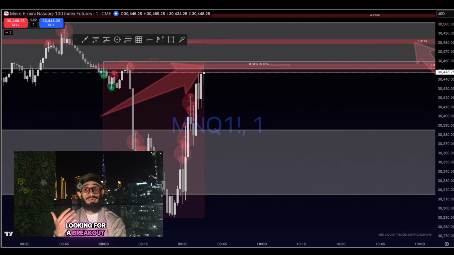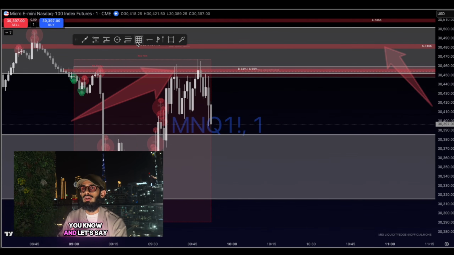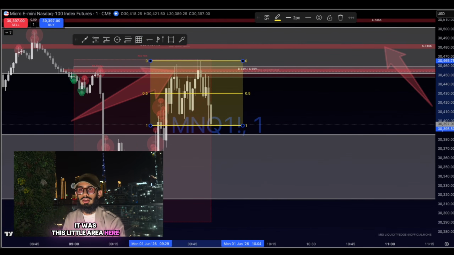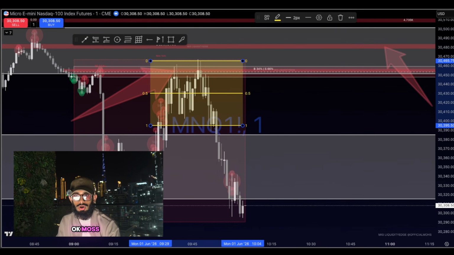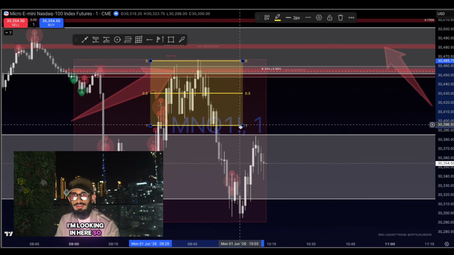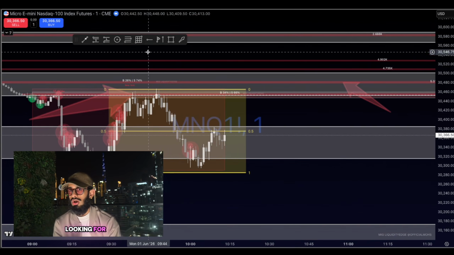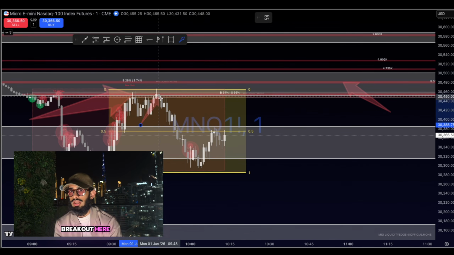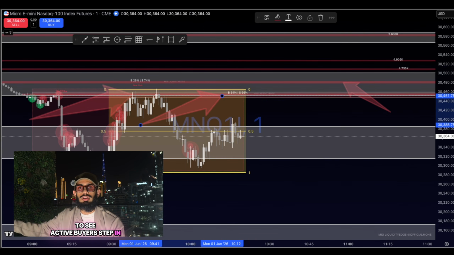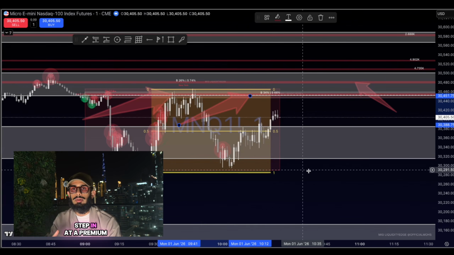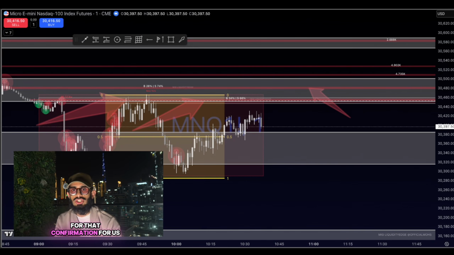Now, if I was looking for a breakout, perhaps, let's say I was anticipating a breakout, and let's say it was this little area here. This is where I can use my absorption flow. And I can say, right, okay, Moss, I'm looking in here, so now we can see this range extended. What would I actively be looking for? Some people took a breakout here. Some people are going to take a breakout here. What I'm looking for is to see active buyers step in. Let me see these buyers step in at a premium. This is what it's there for, that confirmation for us.